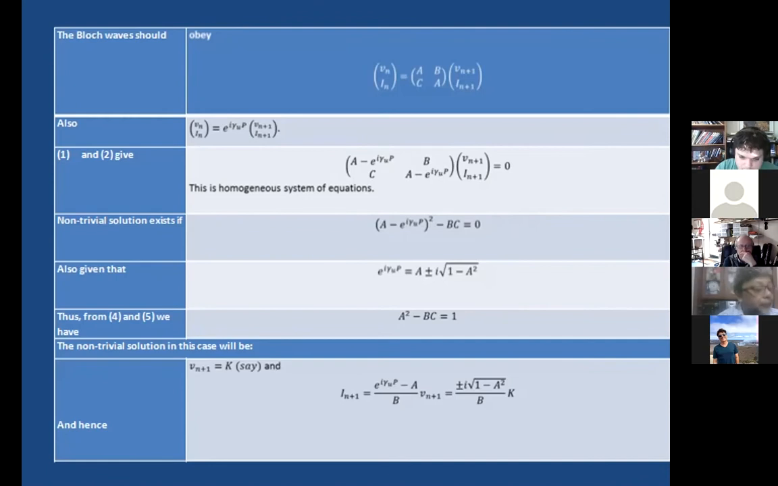this particular block, the equations where we have solved for this. The Bloch wave should be in the form of the first equation. Then we had the homogeneous system of equations. We have solved for the non-trivial solution, if A minus e to the power iγμp squared minus B equals 0.